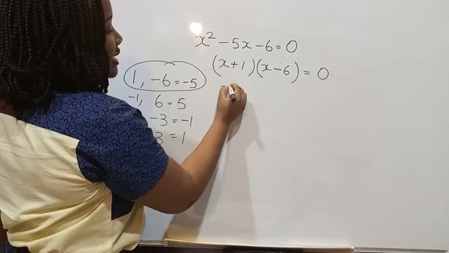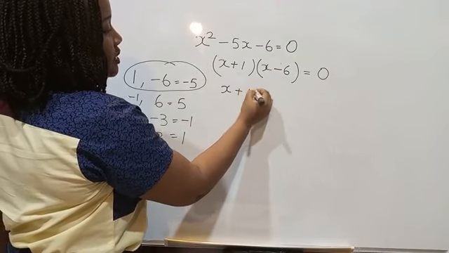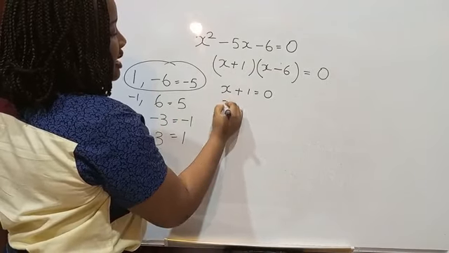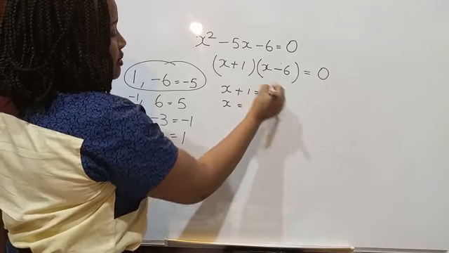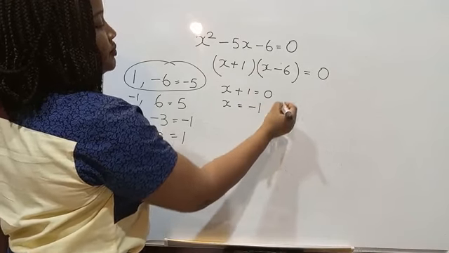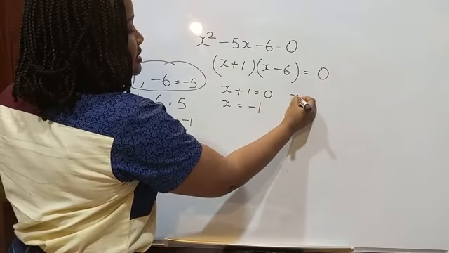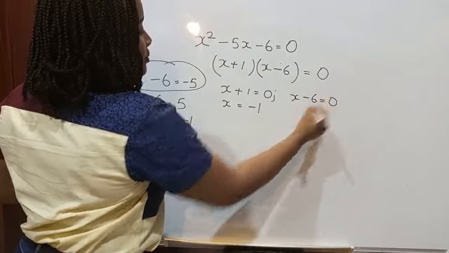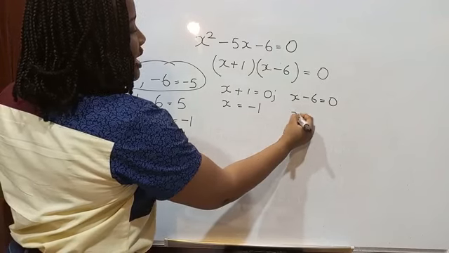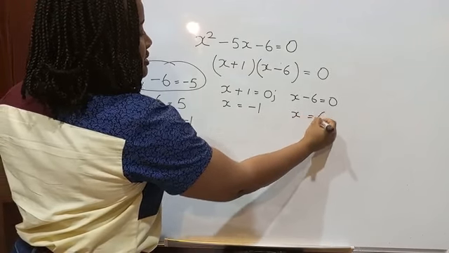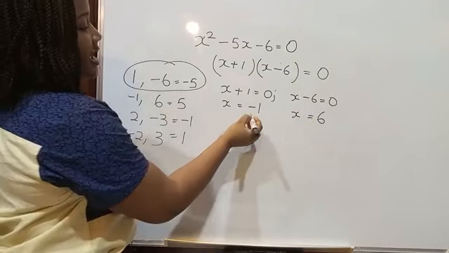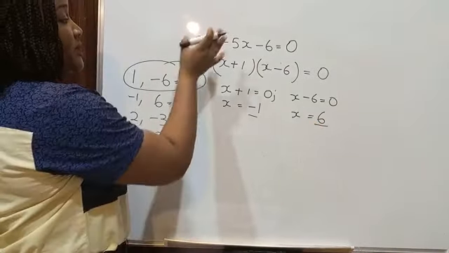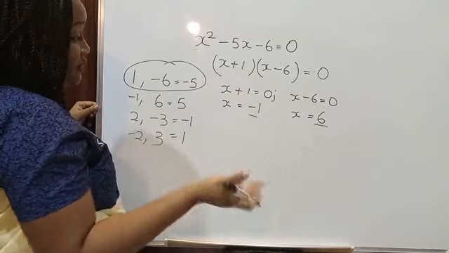You have x plus 1 equals 0, so x equals minus 1. Then x minus 6 equals 0, so x equals 6. So x equals minus 1 and x equals 6. You can put it back into the equation to find out if it really works.